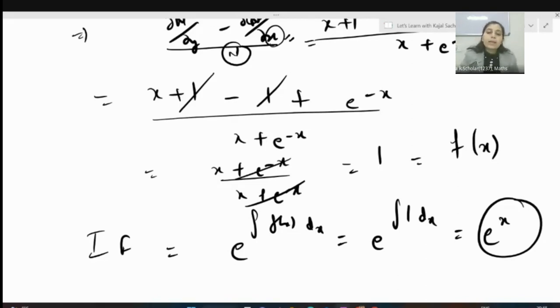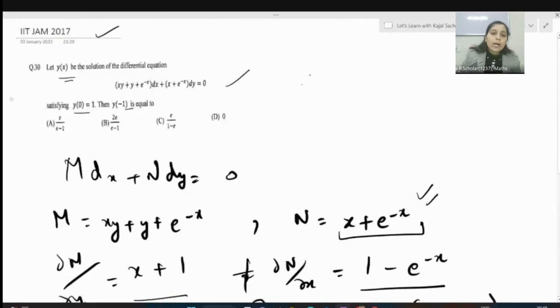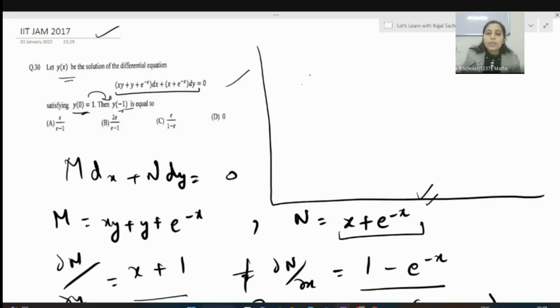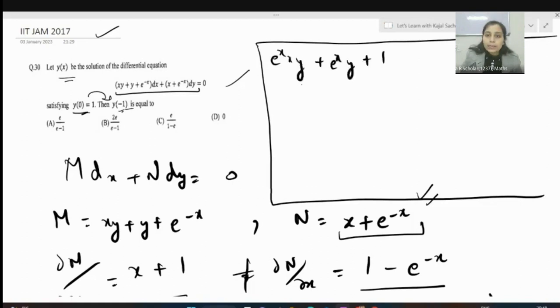After multiplying the given equation by e raised to power x and then substituting y(0) is equal to 1, we get the value of the constant. And after that, just substitute y at minus 1. We get the required solution from one of these. So multiplying the given equation by e raised to power x, as e raised to power x is the integrating factor, so multiplying by e raised to power x, y plus 1.